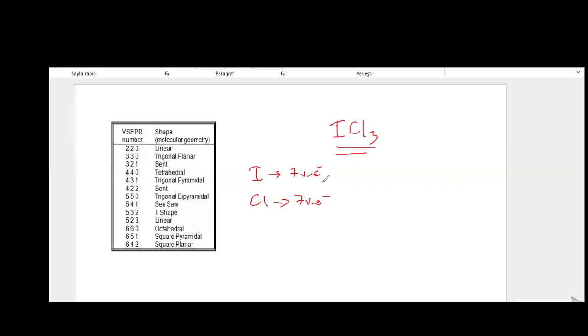So let's look at the molecule. First of all, try to find the total valence electrons. So the total valence electron number is 7 from iodine and 3 times 7 from chlorine. 28, we have 28 valence electrons in total. As you can easily realize, the iodine atom is the central atom. And let's find the chlorine atoms.